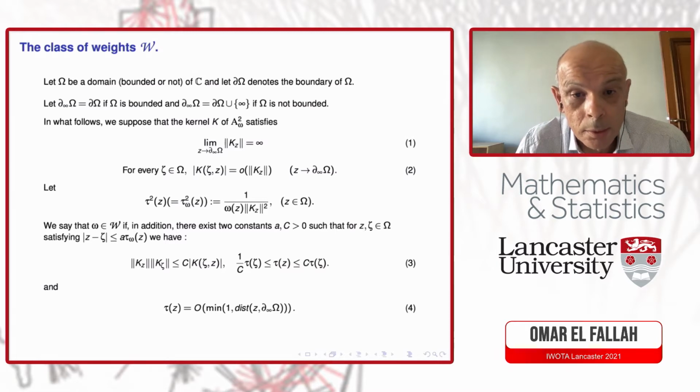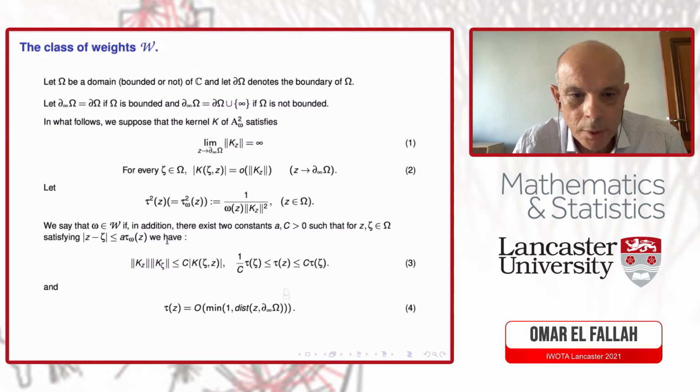So there are four conditions. The first two conditions are very slight. For example, the first two conditions are satisfied by all radial weights. Here, this parameter tau is given by this, and this parameter will play a very important role. It will define the geometry associated to the weight omega.